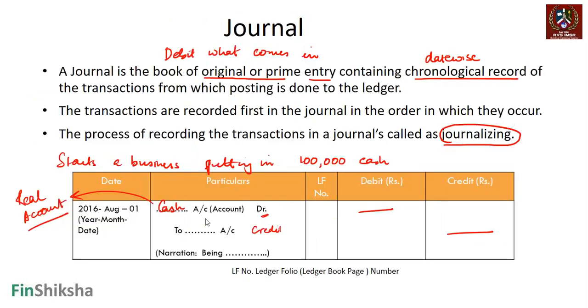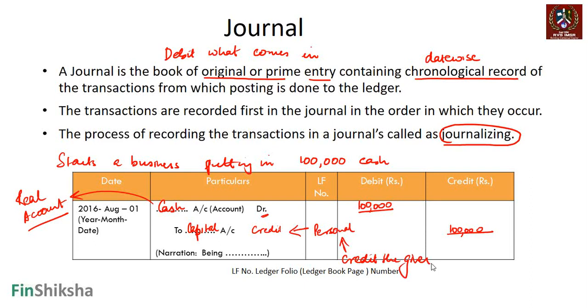So your journal would basically create something like this: capital account, and whoever's capital it is. If it is person XYZ, then XYZ capital account. That's where credit happens. You put 1 lakh here and you put 1 lakh here, right? This is a personal account and this is a real account. Real account, debit what comes in. Personal account, credit the giver. These are the rules, remember.